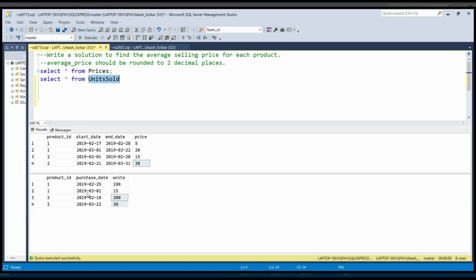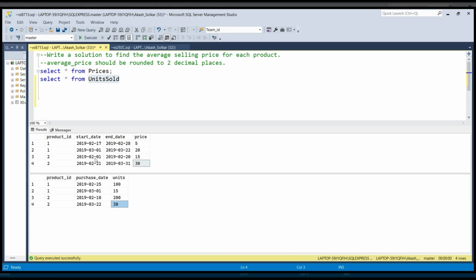In the second table they have given units sold. In the units sold table they have given three columns: product ID, purchase date and units. If you see product ID 1, the purchase date is 25 February and the units sold is 100. For the purchase date of 1 March, the units sold is 15. For the second product ID, for the 10th of Feb, units sold is 200, and for product ID 2, on the 22nd of March, units sold are 30.